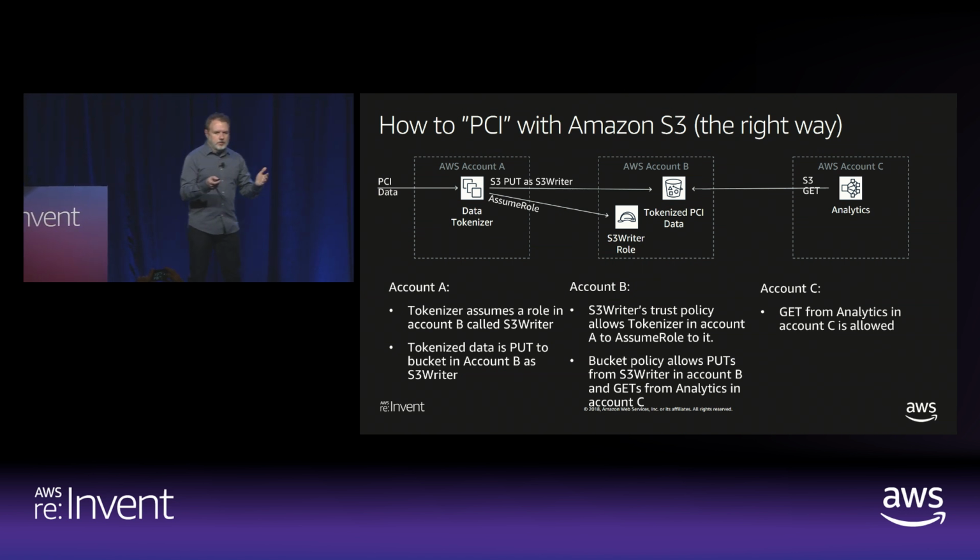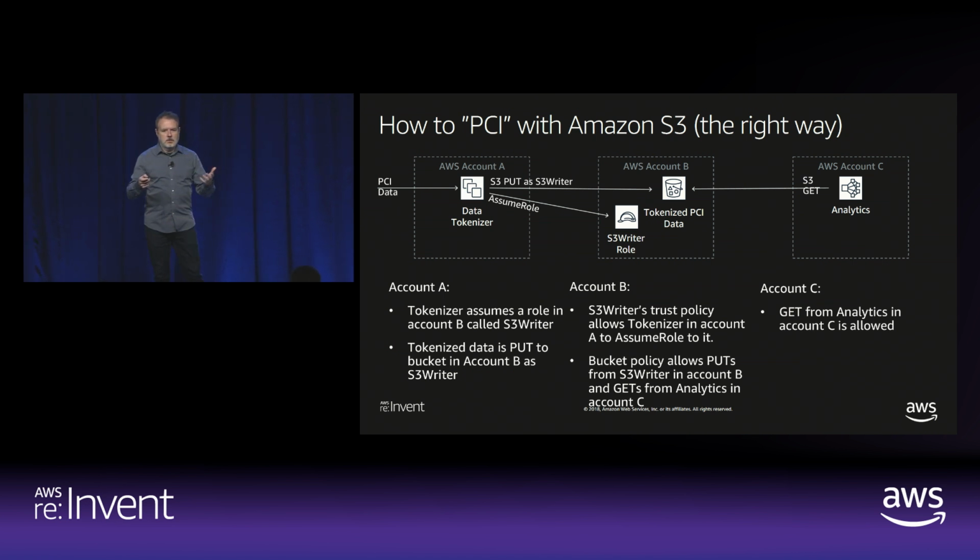And why do you do that? Because you're doing the put as account B, and now the object is owned by the same account that owns the bucket. And the bucket policy can now affect control of the objects in that bucket. So account C comes along and needs to do its get. It's allowed access. So it's a bit more consistent.